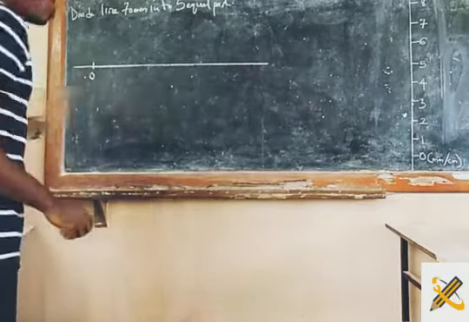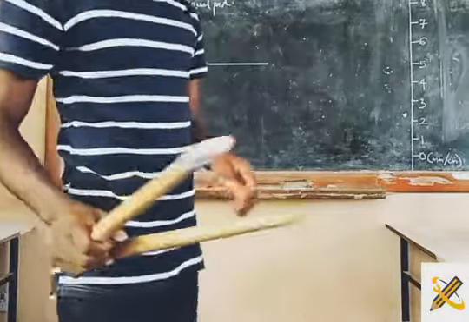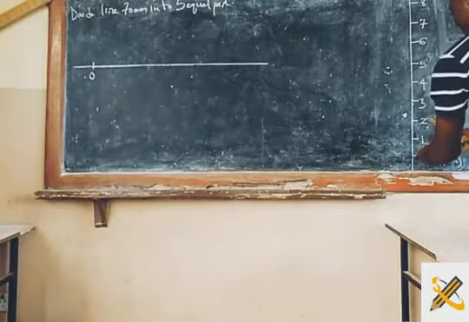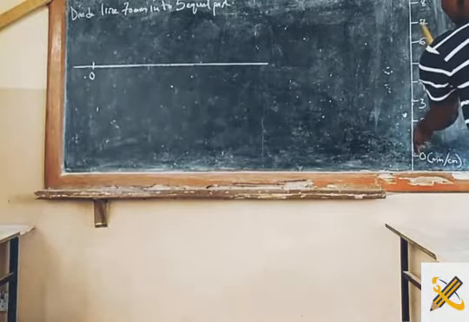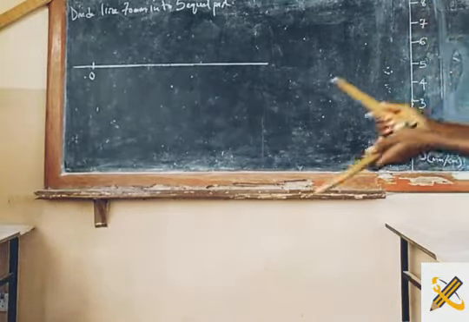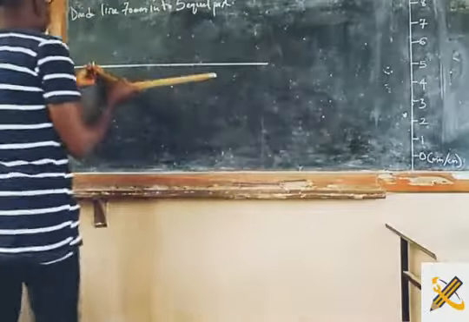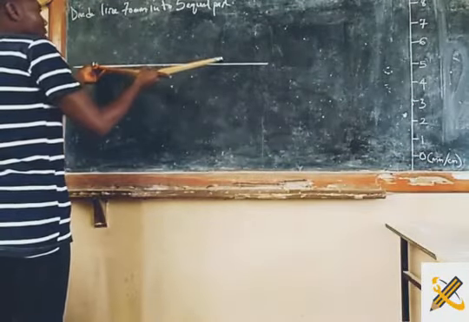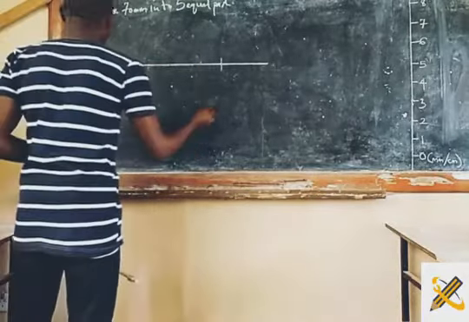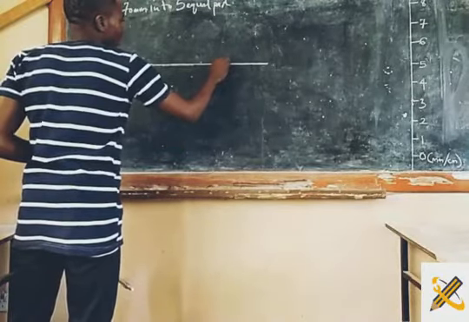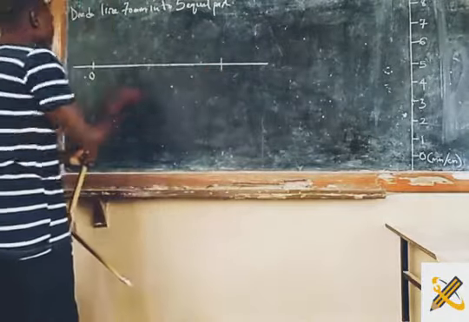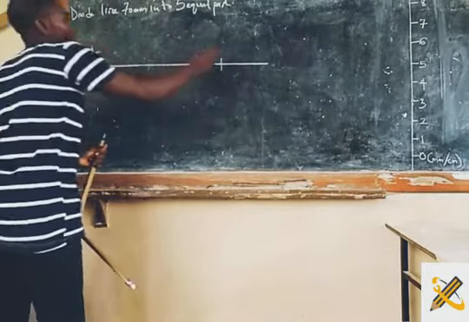The next thing is to pick your compass and measure 70 mm. This is my ruler, and I'm picking 70 mm or 7 centimeters. Coming down here, I'm going to mark it out. So this is my end point. The distance from here to here is 70 mm. I can name it point A and point B.